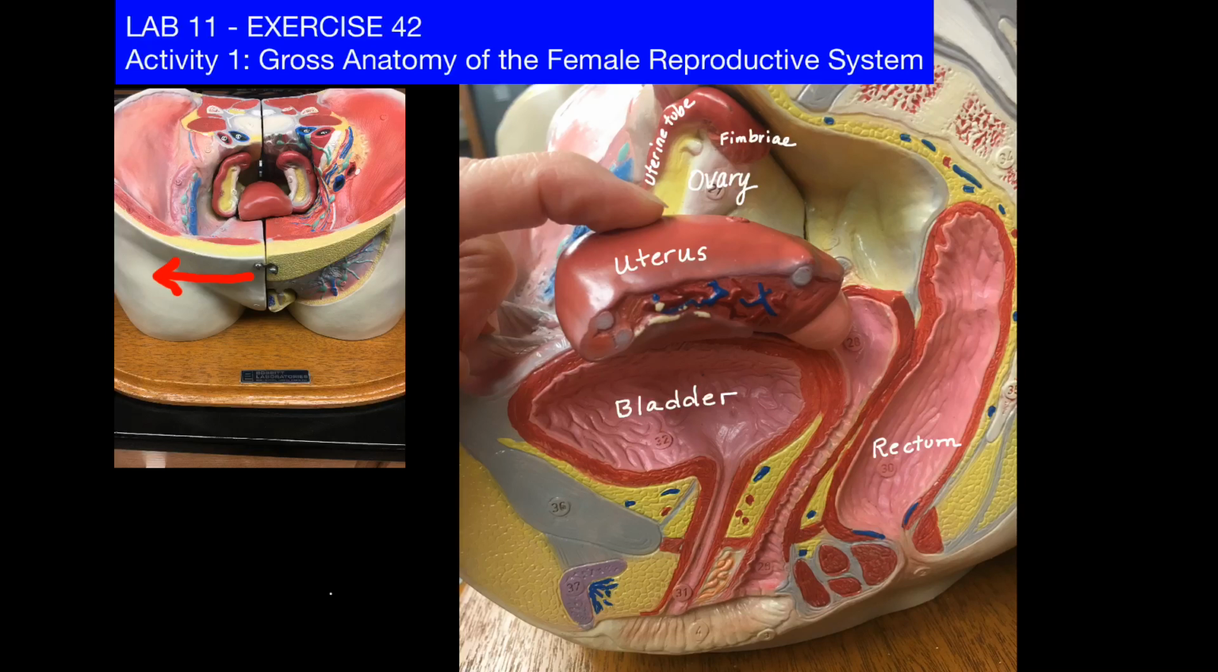It's very muscular and has a couple different regions. So you can see this kind of flattened round end that we refer to as the fundus. The majority of the uterus is the body, and then it has a narrow end called the cervix. So the uterus is where the fertilized egg is ultimately implanted, and it enlarges to house and support the embryo and fetus during development.